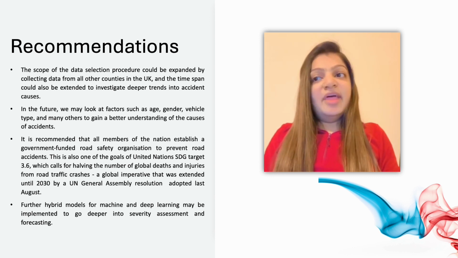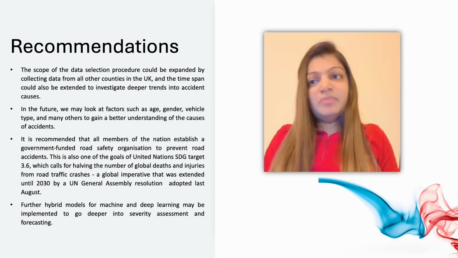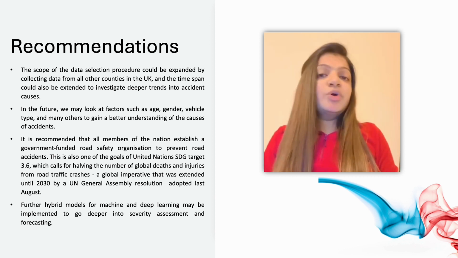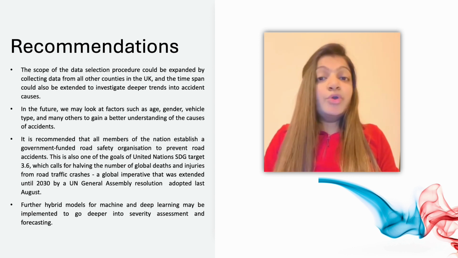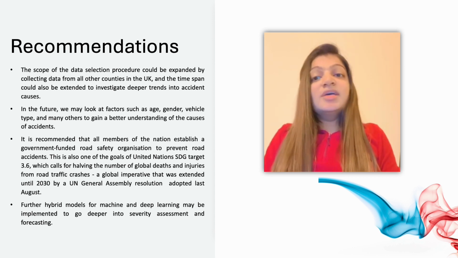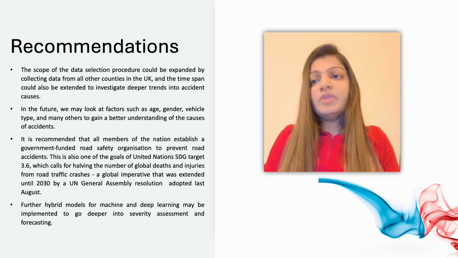We recommend that the scope of the data selection procedure be expanded by collecting data from all over the countries in the UK, and the duration of years could also be extended to investigate deeper trends in the causes of accidents. For further analysis, in order to gain deeper insights about the causes of accidents, we may look at aspects such as age, gender, vehicle types, and many more.